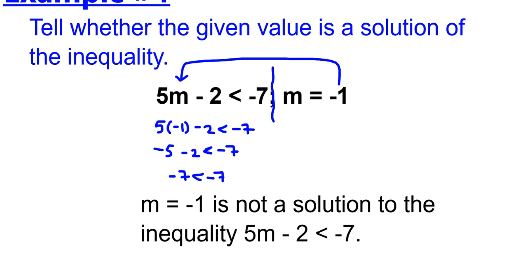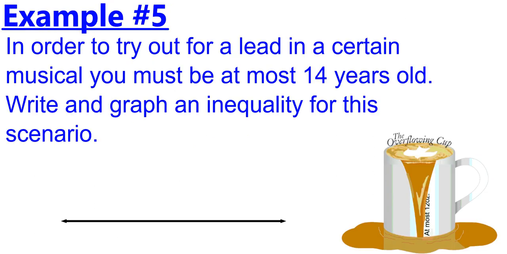All right, example number 5. It says, in order to try out for a lead in a certain musical, you must be at most 14 years old. At most 14. So now we're going to start introducing some different vocabulary that represents inequality symbols. Write and graph an inequality for this scenario. Well, I used my little example of a coffee cup. I've got a coffee cup that says you can have at most 12 ounces. Well, obviously, they put more than 12 ounces in this coffee cup because it's overflowing. So at most means that much or less. So at most 14 years old would mean 14 or younger. So we're going to say x is less than or equal to 14.